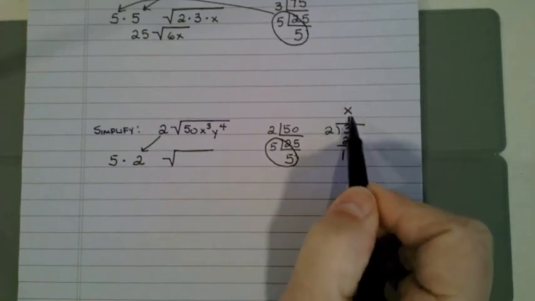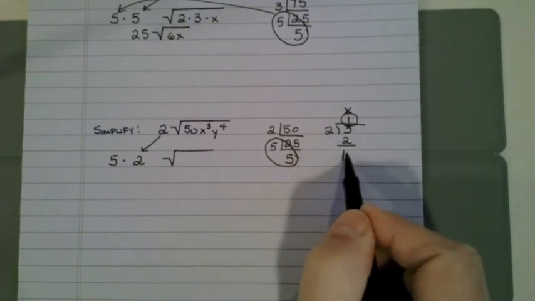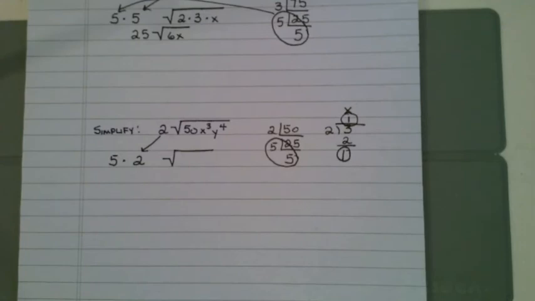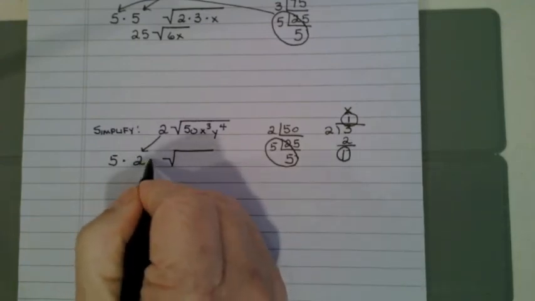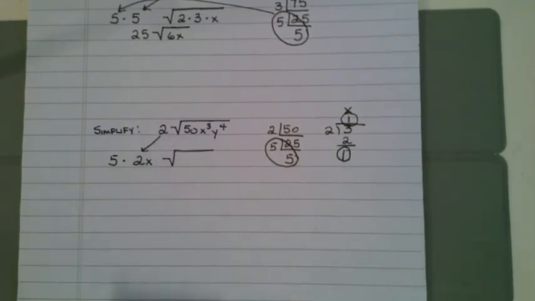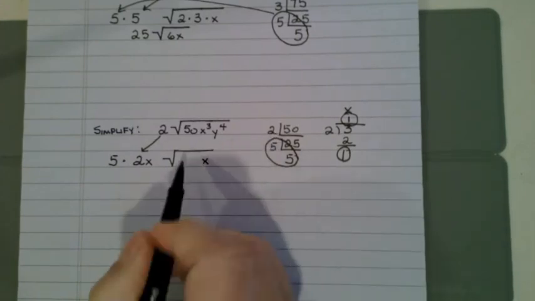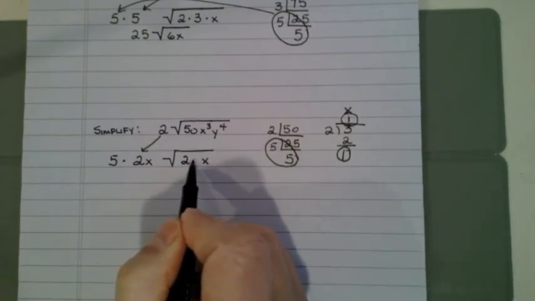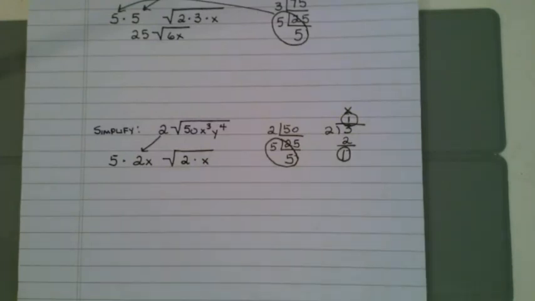This is how many goes on the outside, and this is how many go on the inside. So I need to have 1x on the outside, and I need to have 1x left over on the inside. What else goes on the inside with that x? A 2 right there. Anything I have a single of.